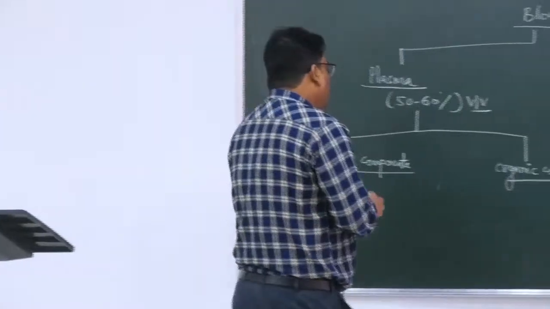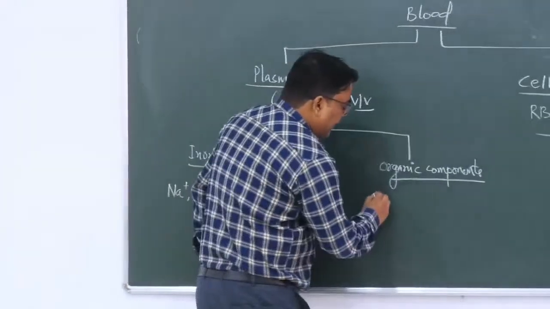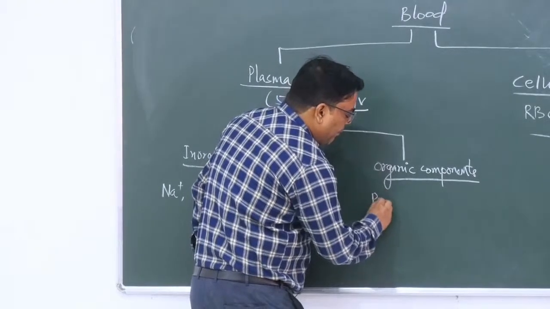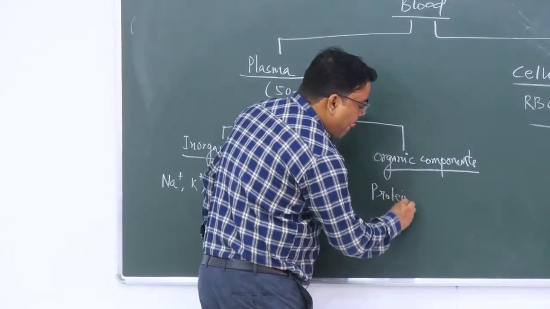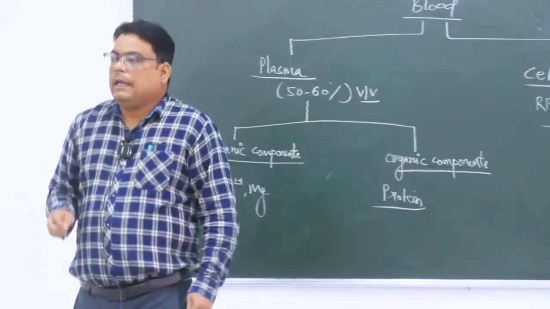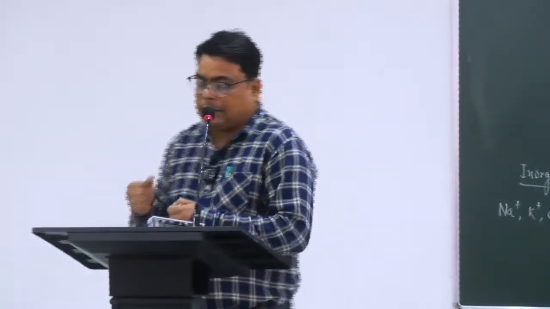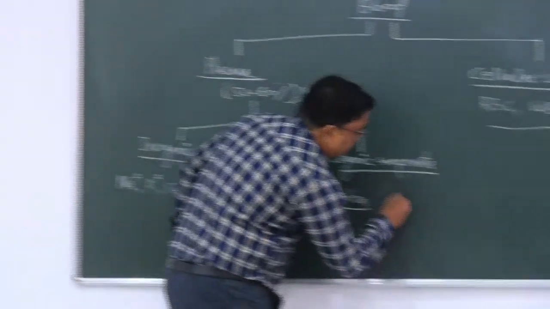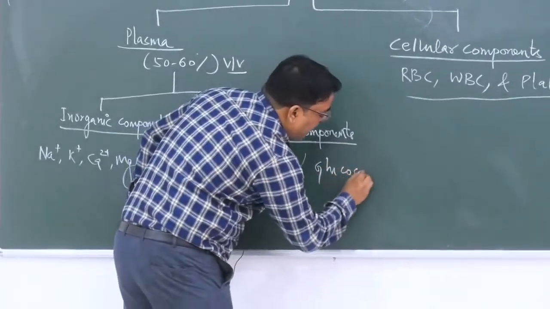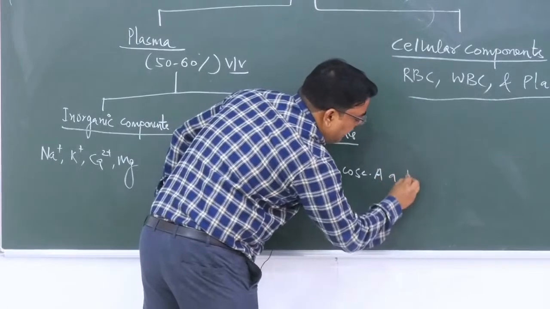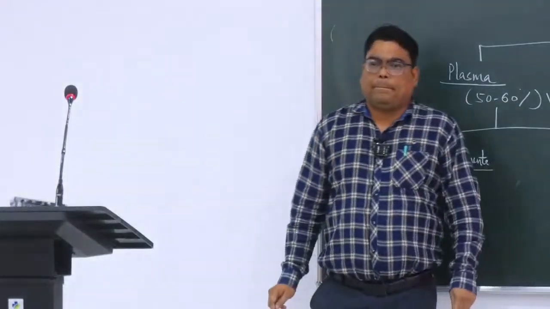Okay? And the organic components mainly contain proteins, hormones, vitamins, lipids, and some organic metabolites like glucose, amino acids, and urea. So all these are the components of plasma.